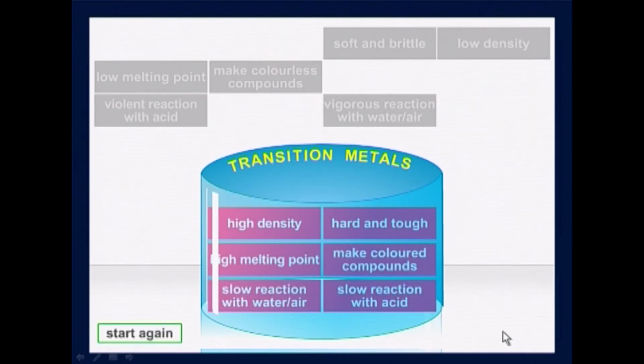So, these are the properties of a transition element and these are the properties of an S block or alkali and alkaline earth metal. That is to say, transition elements or transition metals have very high density, they are hard and tough, they have high boiling and melting points, they form colored compounds, they react slowly with water as well as air, and with acids they also react very slowly to liberate hydrogen. Therefore, these are the properties of transition elements, and those which remain are the properties of a non-transition element or S block element.